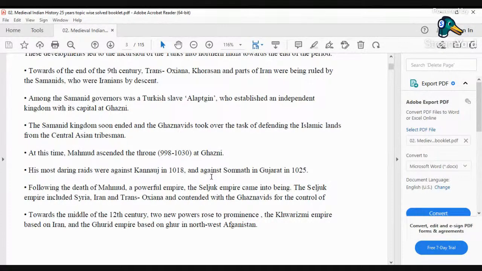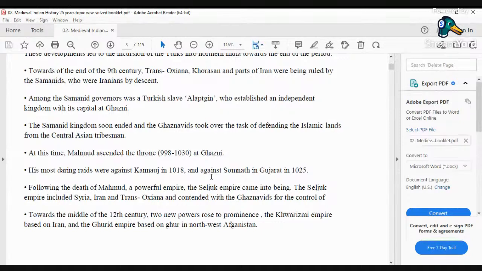In due course of time, the Turks, who belong to a different place, started getting employed in the Samanid Empire, mostly in the form of doorkeepers or mercenaries. The Samanid Empire used to hire them on contract. So they got employed as mercenaries and doorkeepers.